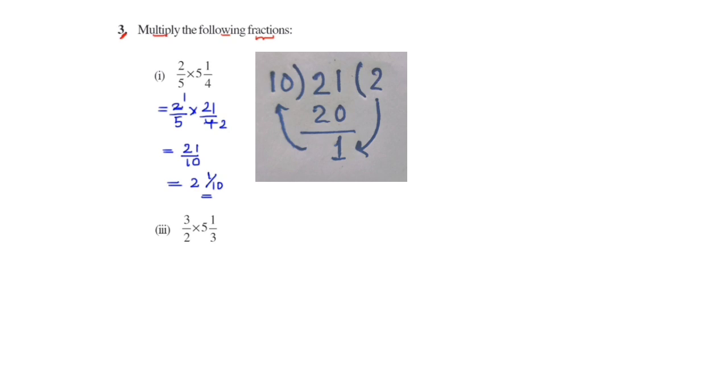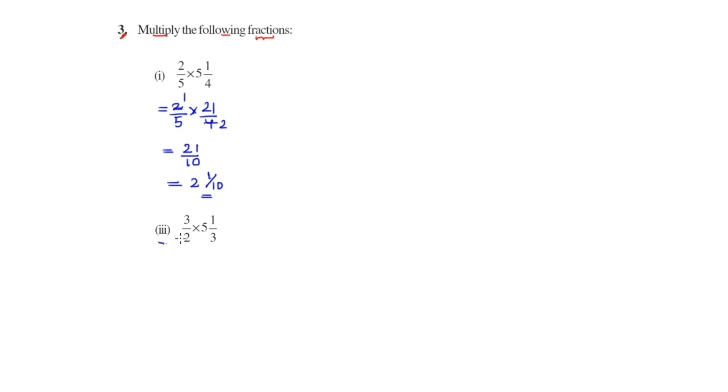One more thing, whatever question I am leaving, or the part of the question I am not doing, it means that you have to do it by yourself in your homework copy. If you feel any kind of problem, you can easily ask us. We will be there for you. Clear? So now moving to the third part of the question.